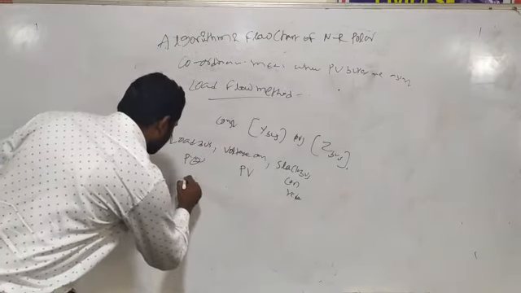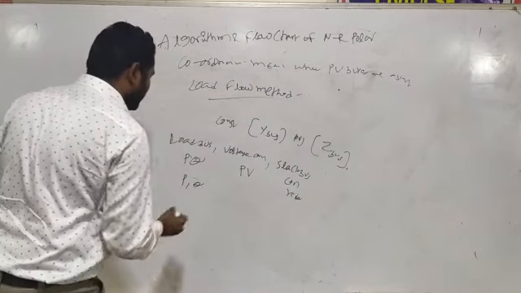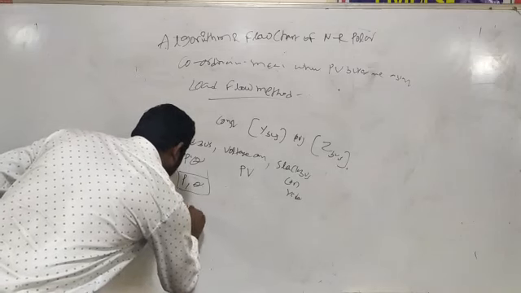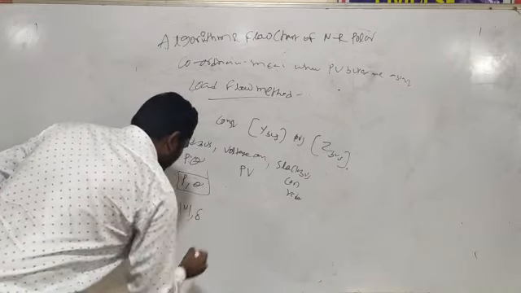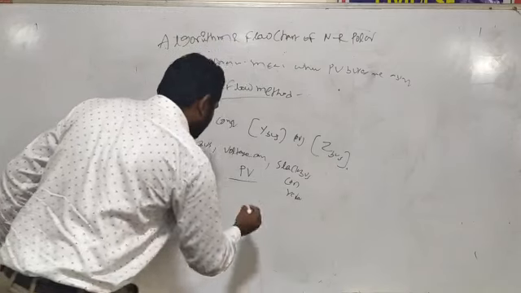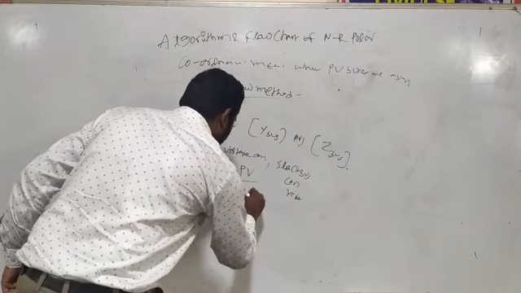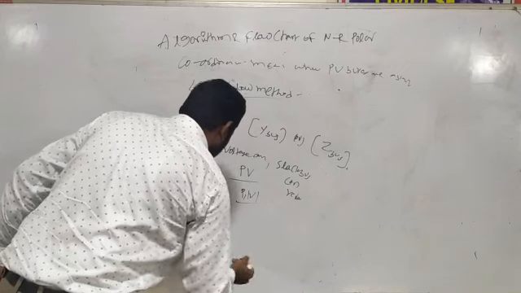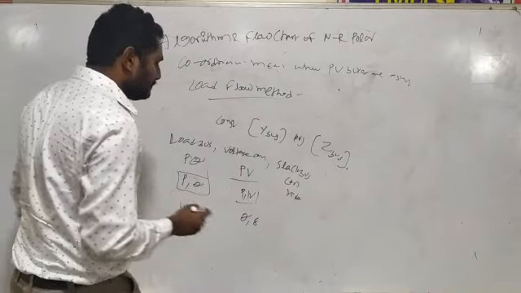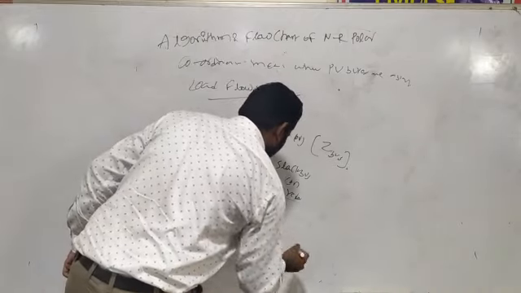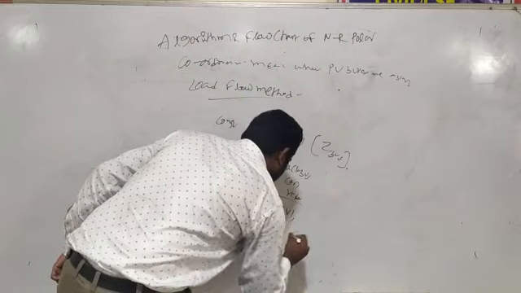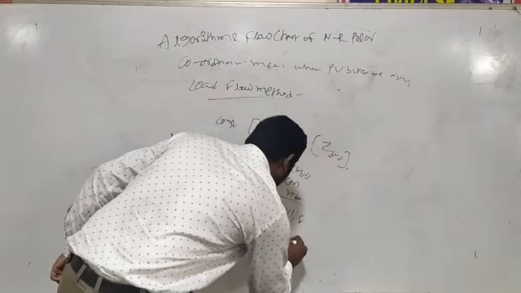In load bus, the specified quantities are active power and reactive power. By using these, we have to obtain the unspecified quantities, that is voltage magnitude and phase angle. In voltage controlled bus, also known as PV bus, the specified quantities are active power and voltage magnitude, and you have to determine reactive power and load angle. Coming to slack bus, the specified quantities are voltage magnitude and phase angle, and we have to determine real power and reactive power.